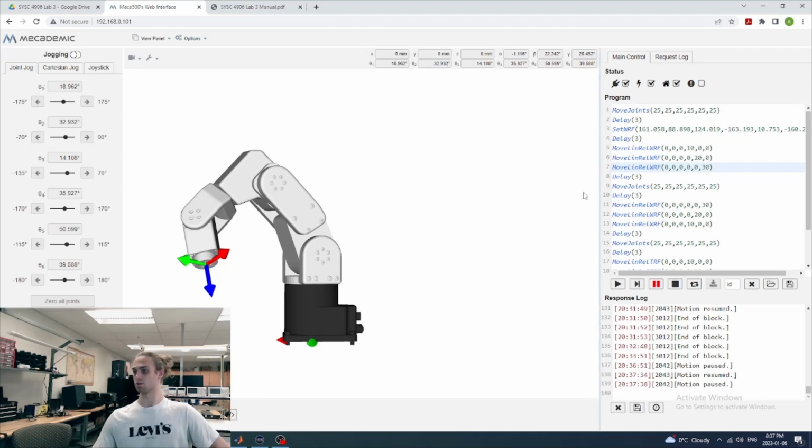Right. So now obviously the flange hasn't moved anywhere in space because we've rotated about it, but we've got new Euler angles in the top right here. So we'll record those and we'll move the robot back to having its joints at 25 degrees.